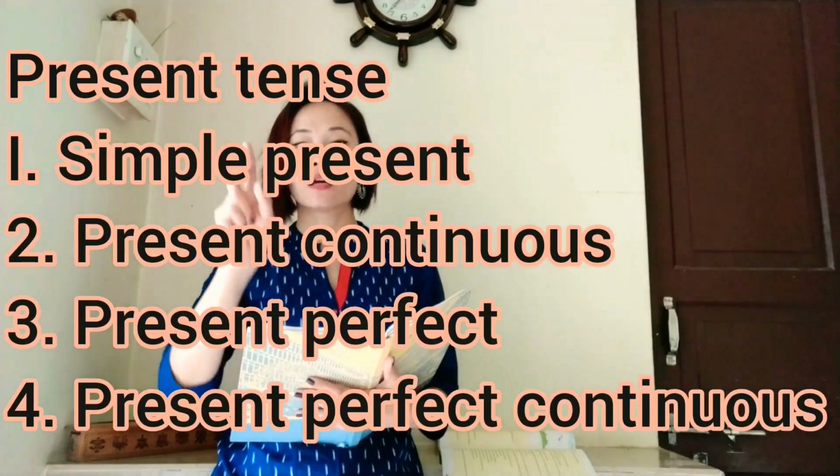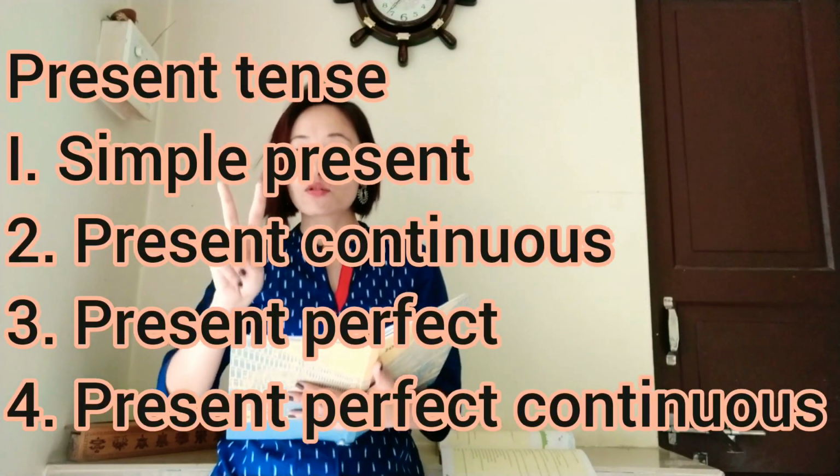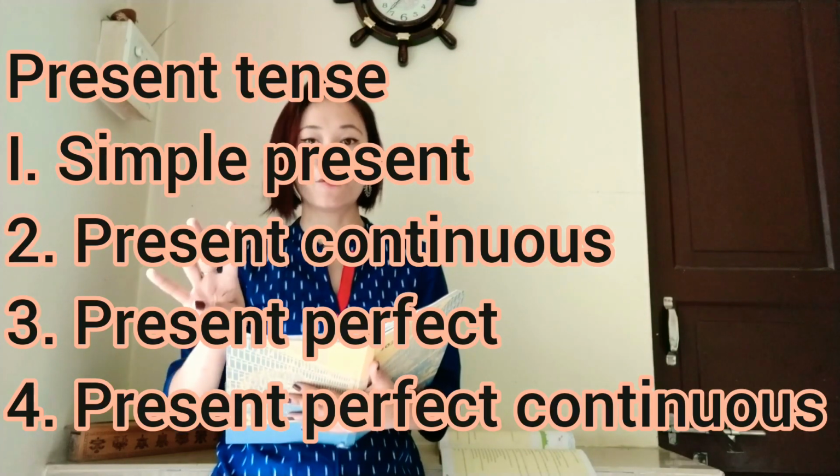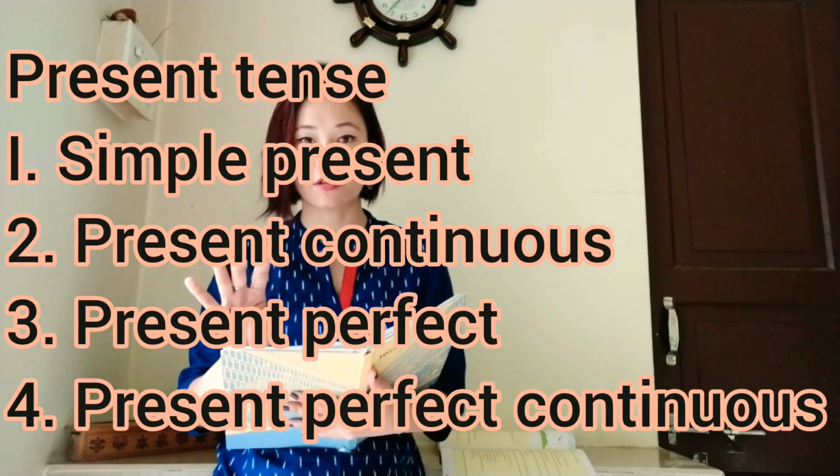Now, even these three tenses have categories, 4 categories each. Okay. Now, if you see, present tense has 4 categories. Okay. Your first is present tense. Present tense, category number 1 is your simple present. 2, present continuous. 3, present perfect. And 4, present perfect continuous.